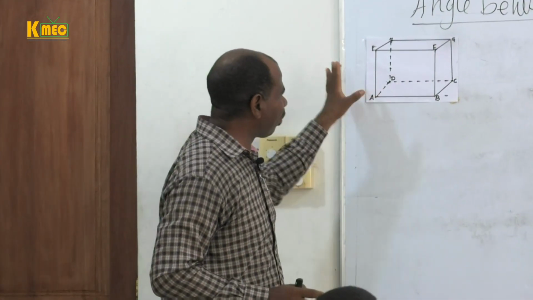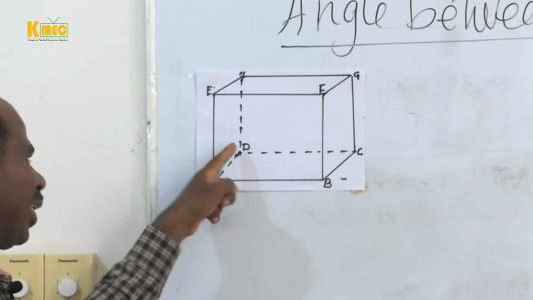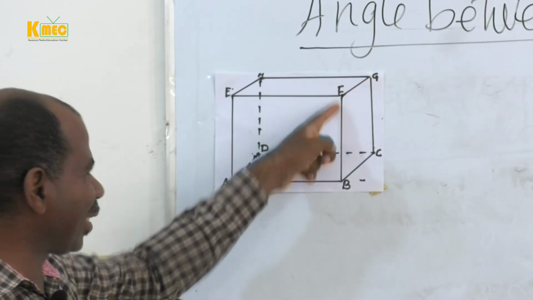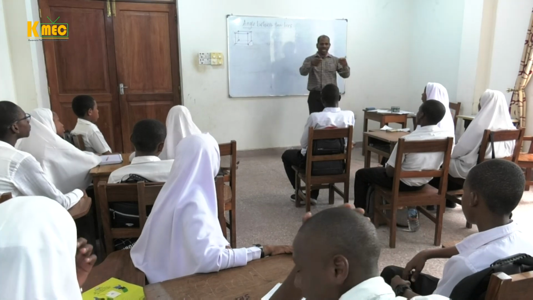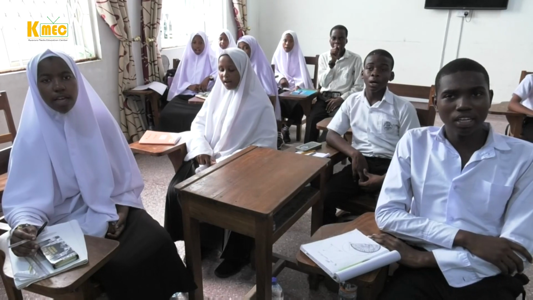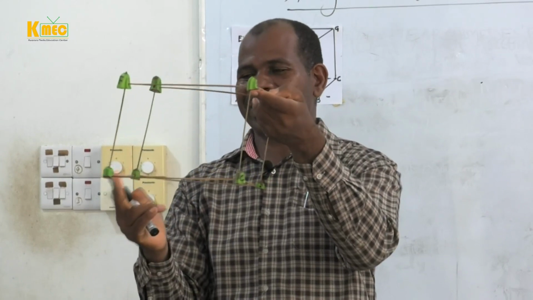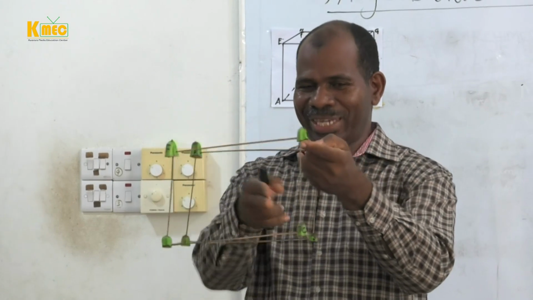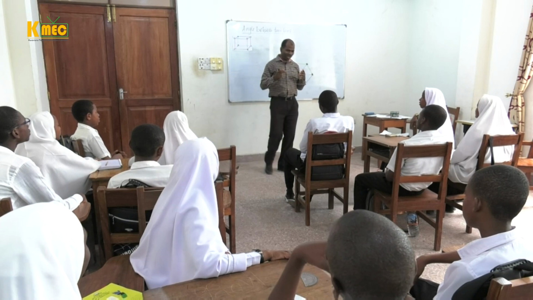If you see here, this is the first line: 1, 2, 3, 4, 5, 6, 7, 8, 9, 10, 11, 12. I think you can count the lines here as you see. Can you count these lines? Let us start. 1, 2, 3, 4, 5, 6, 7, 8, 9, 10, 11, 12. How many lines are there? There are 12 lines.